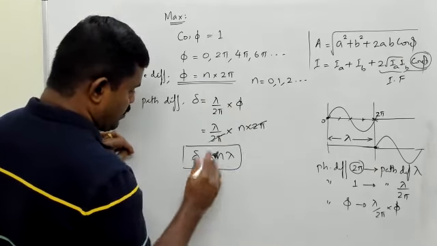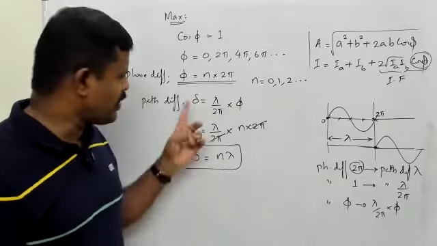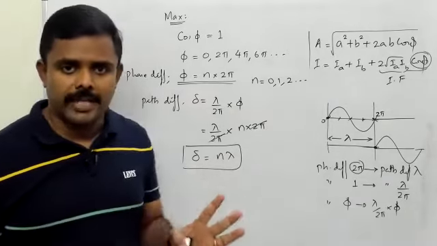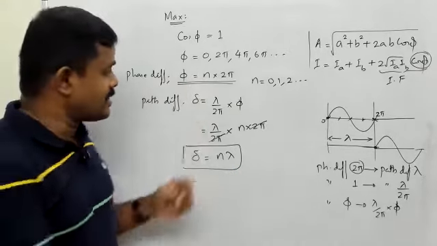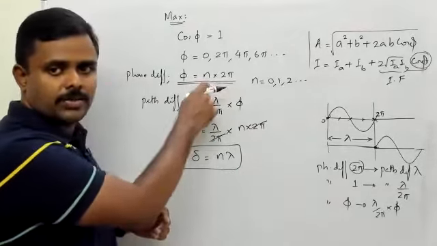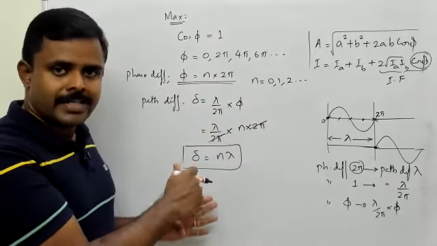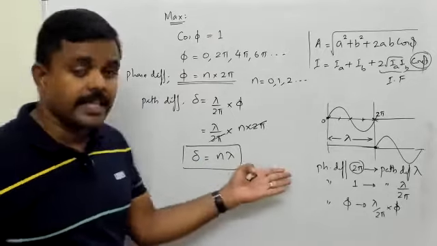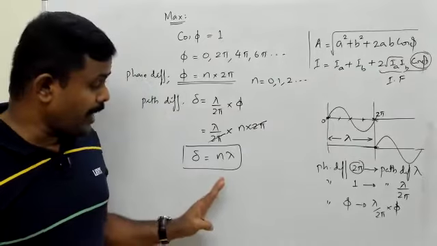Delta is equal to n lambda is the condition for maximum. Path difference equal to n lambda, because phase difference is difficult to visualize. Calculations are also difficult, so you need to convert this. Actually, this condition is okay, but it is in terms of phase difference. You better have a condition in terms of path difference. So you were just converting phase difference to path difference. That's it. And I'll tell you what it actually means.